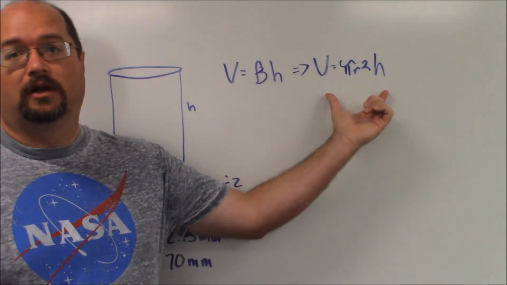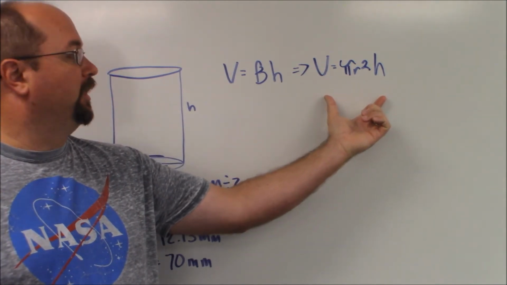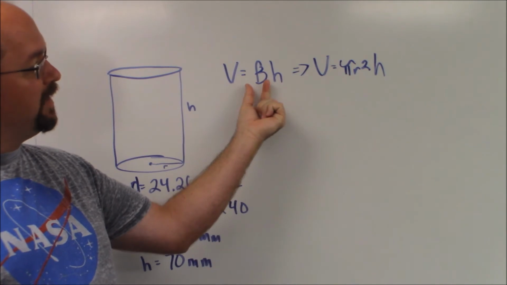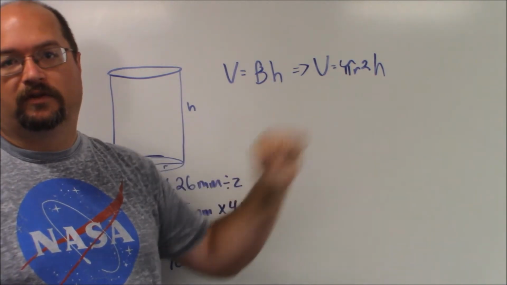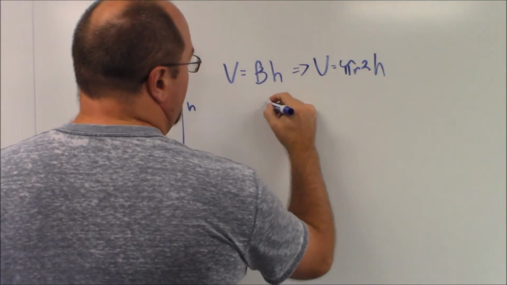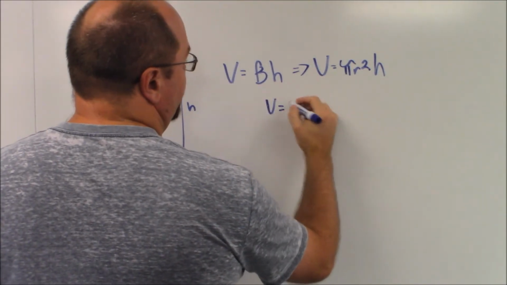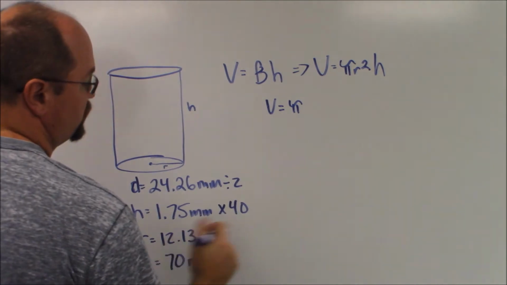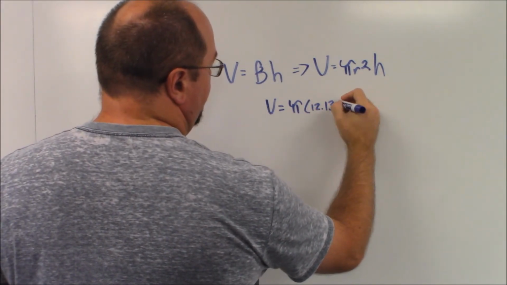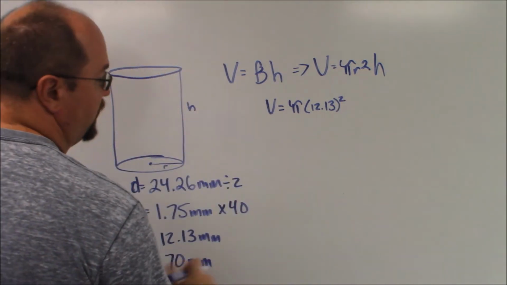All right, we want to work in this formula right here. So same formula. The only thing I've done is I've extended out this base formula for the actual base of a circle. All right, and then it's just a matter of substituting our values in. So we're going to have, volume is going to be pi, our radius is 12.13 squared, and then our height is 70.